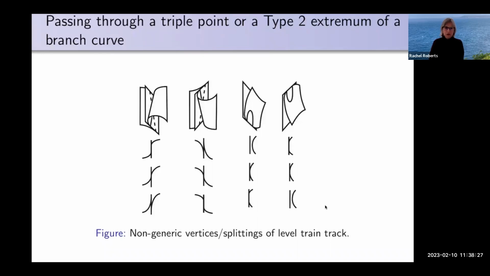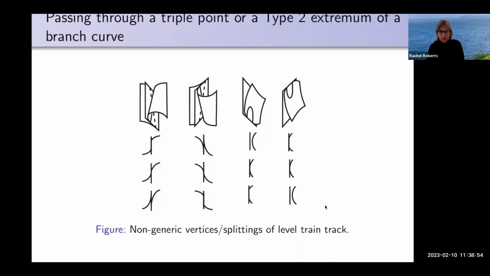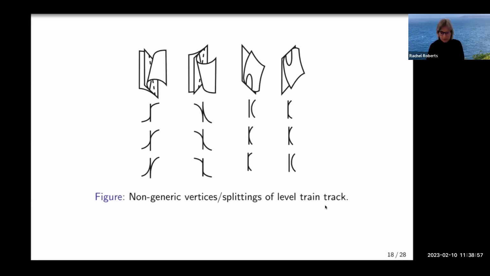So we can think about our triple point lying on what looks like a vertical X in the picture on the top. And then we can note that as we move either up or down, what we're seeing are the train tracks varying in this way that corresponds to splitting. So forget the name, non-generic vertices. This is a picture stolen from a paper, splittings of the level train track.